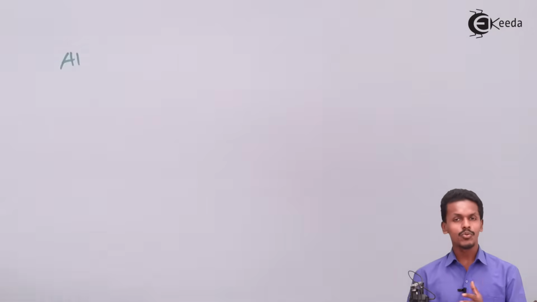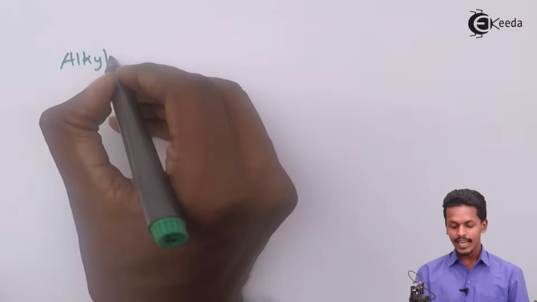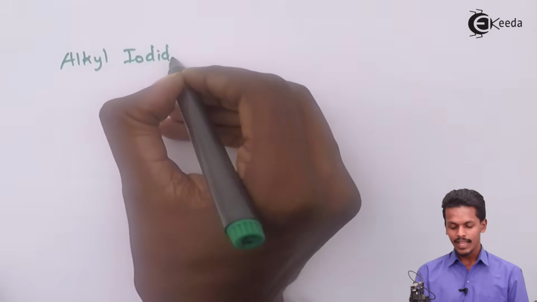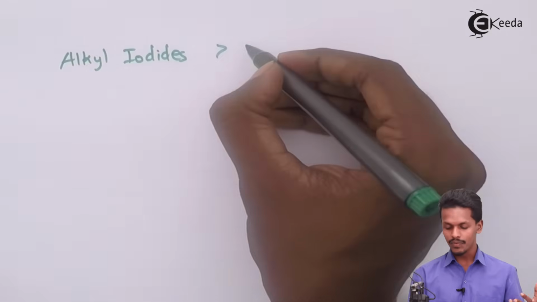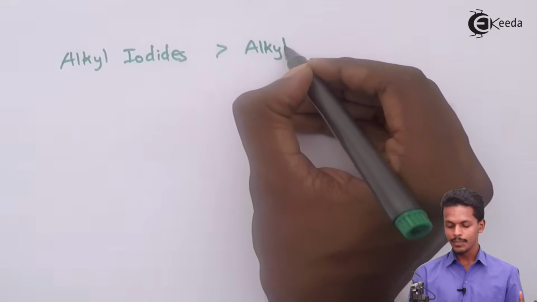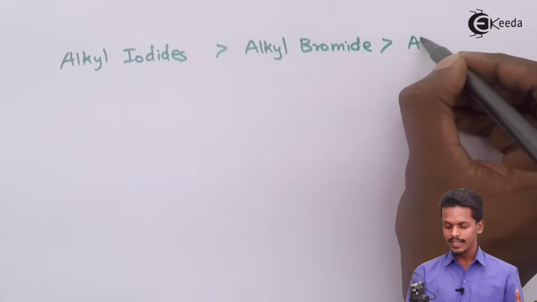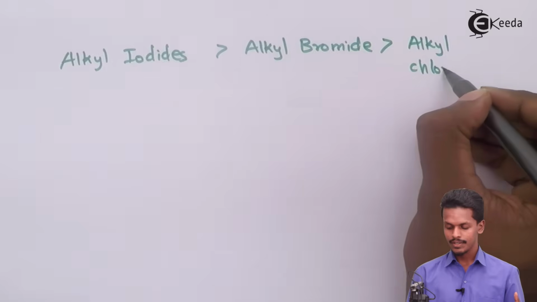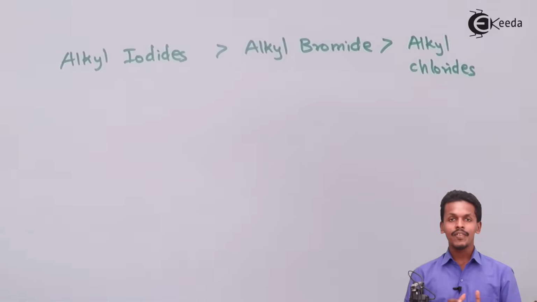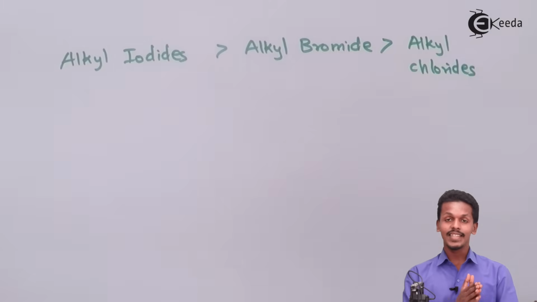So talking about alkyl halides, when it comes to reactivity, alkyl iodides are more reactive than alkyl bromides, then alkyl chlorides. That means if we have to make a dehydrohalogenation process take place, that is this one that we have already mentioned, then suppose we are using the alkyl iodide.